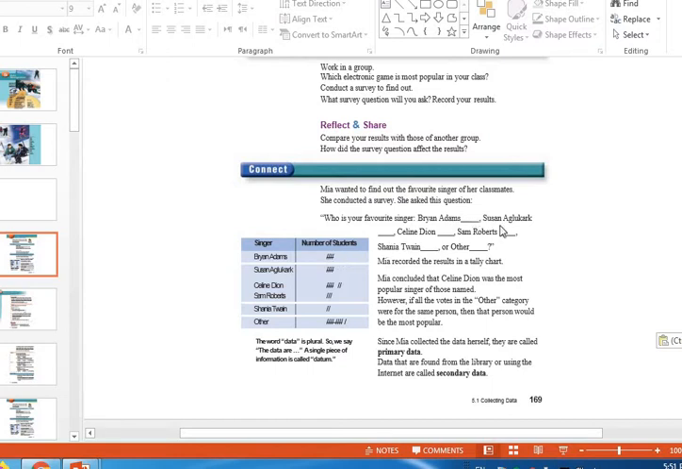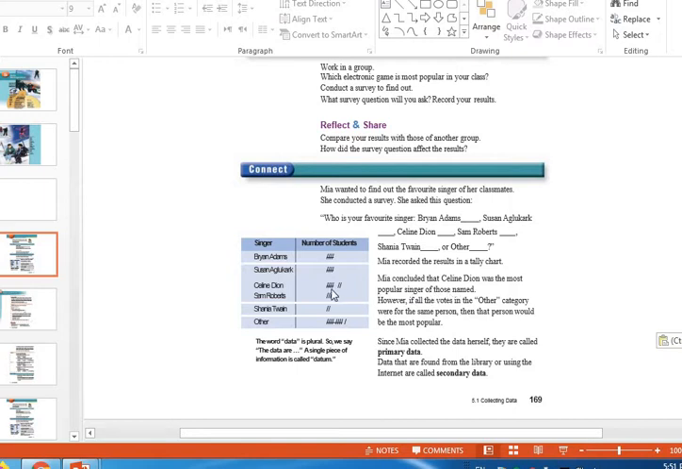So this is 5. Susan got 5 also. Celine Dion got 5 and 2, 7. And then Sam Roberts got 3, and Shania Twain got 2, and the other singers got 10 and 1, 11. So Maya recorded the result in a tally chart, as I told you. So Maya concluded that Celine Dion was the most popular singer of those named.